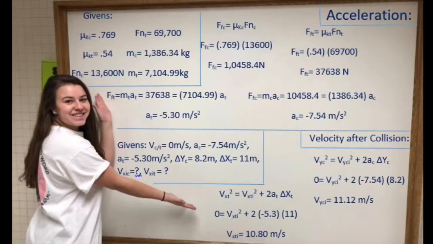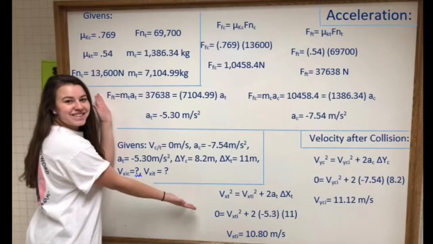Since we found the forces, we can now plug into the equation F equals ma to find acceleration. The accelerations here are negative because this acceleration is after the collision, so this would be how fast the cars are slowing down. So now to calculate the speed after the collision, we can use kinematics.